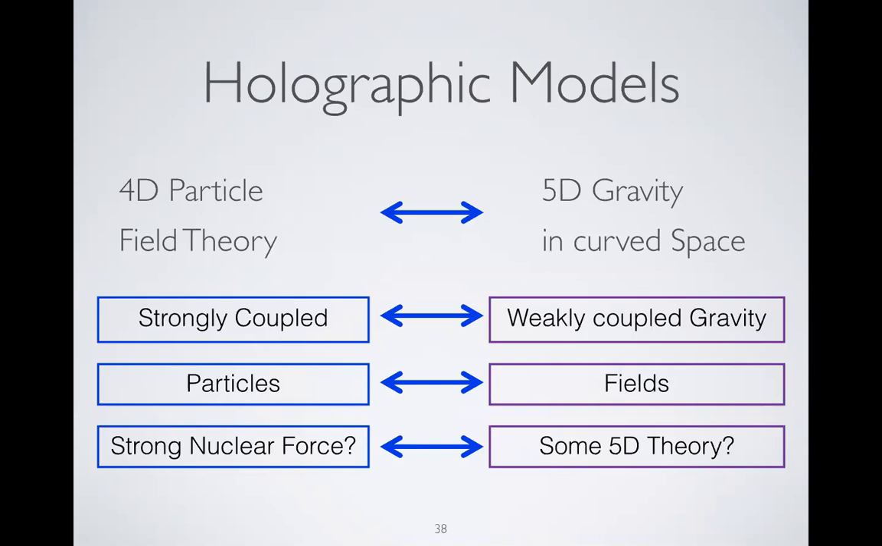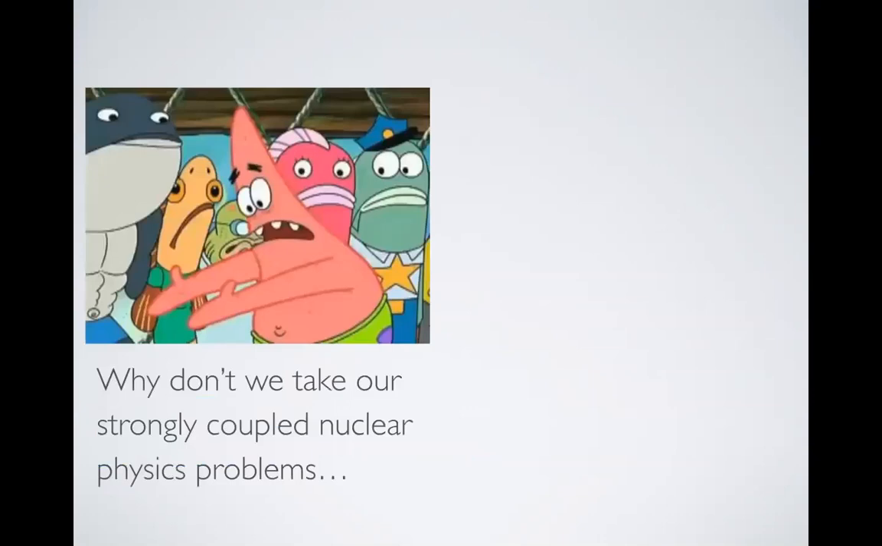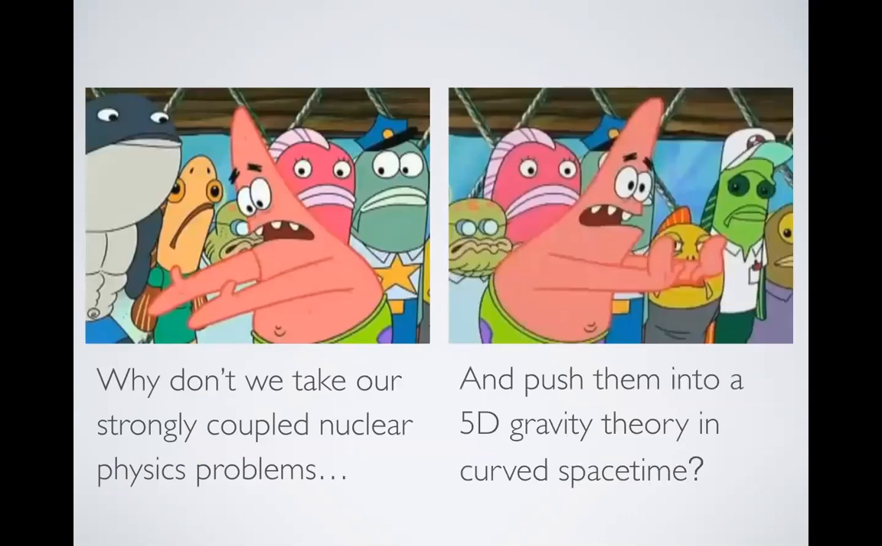So that strongly coupled particle theory would become a weakly coupled gravity theory. What we describe as particles now are gravitational fields. And the whole game is to try and somehow either derive or guess what that 5D theory of gravity should look like that would describe the same thing as the strong nuclear force. So putting it in meme form, why don't we take all our strongly coupled nuclear physics problems and push them into a 5D gravity theory in curved space-time?